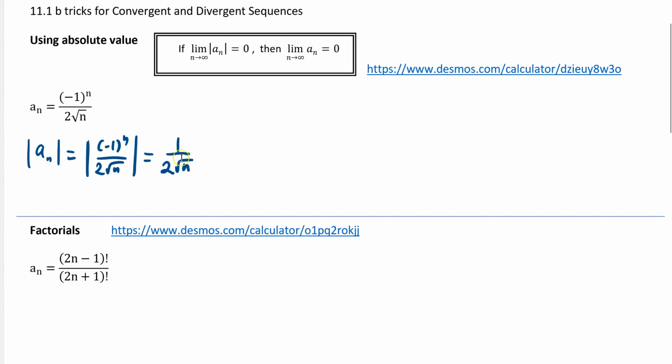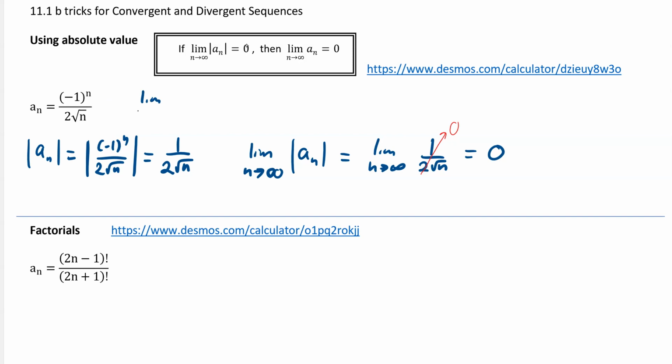And so now we can take the limit of this, and if this goes to 0, then so does our general term. So the absolute value of a sub n would be the limit as n approaches infinity of 1 over 2 radical n. And you can already see our denominator is a radical n, so we know this is going to go off to 0. So the limit of our absolute value equals 0, which means the limit as n approaches infinity of a sub n, which is the limit as n approaches infinity of -1 to the n over 2 radical n, is also going to be 0. So there's our limit, which is 0.